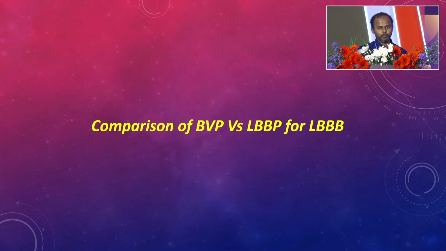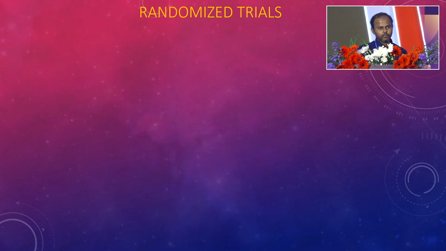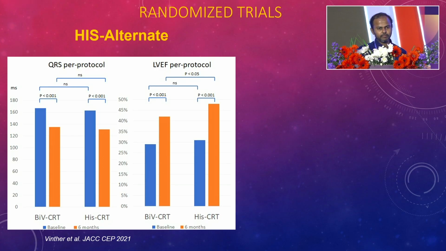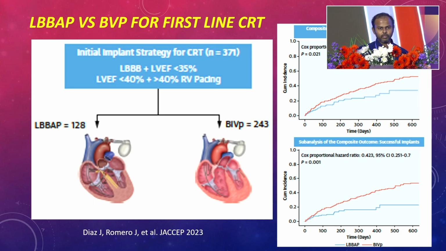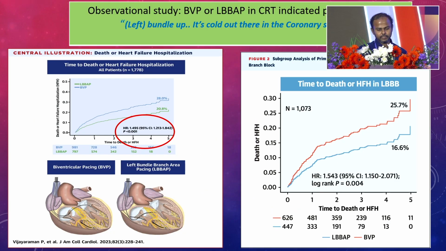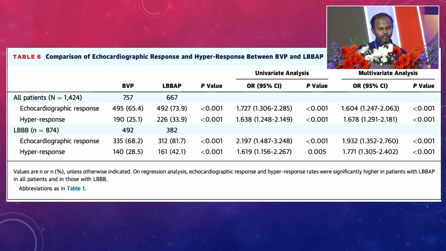all the pacing-related complications. So comparisons, though we don't have much of randomized trials, we have some small number of trials which had compared His bundle versus biventricular pacing and left bundle versus biventricular pacing, which had shown that either non-inferior or better results with the conduction system pacing. But we have large number of non-randomized data involving nearly 3,000 patients with the biventricular pacing versus left bundle pacing, where they had shown that the time to death, heart failure hospitalization or mortality was significantly less with those patients who are getting a left bundle pacing lead as compared to a biventricular pacing lead.